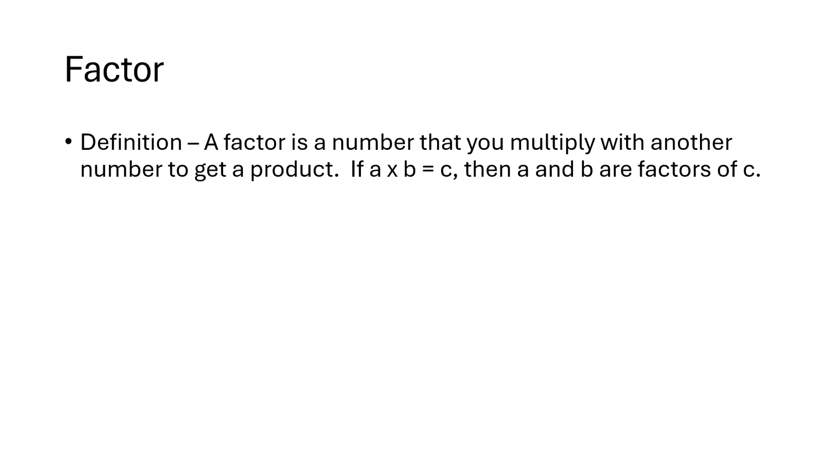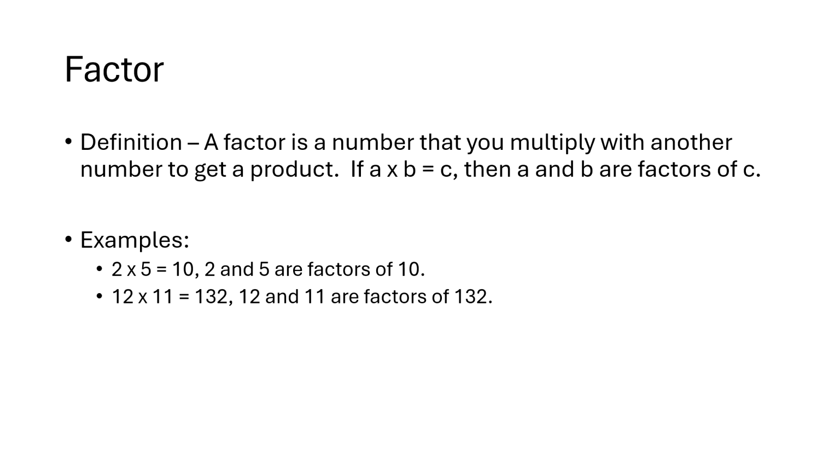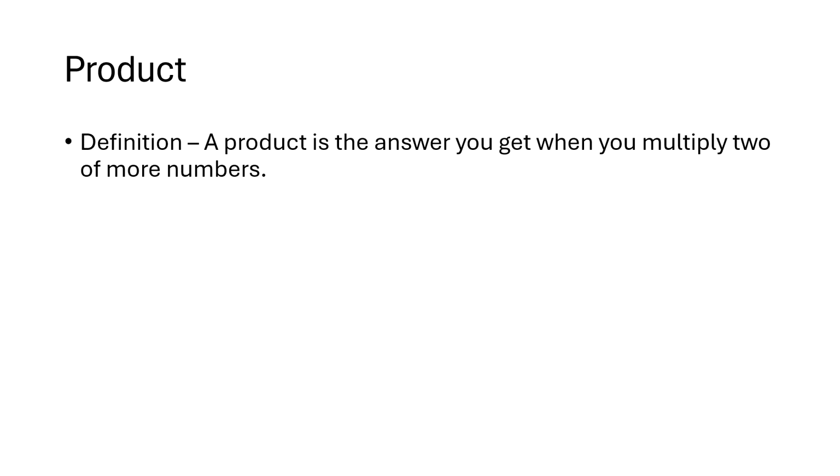Factor. The definition of a factor is a number that you multiply with another number to get a product. If a times b equals c, then a and b are factors of c. Examples: 2 times 5 equals 10, so 2 and 5 are factors of 10. 12 times 11 equals 132, so 12 and 11 are factors of 132. Product. A product is the answer you get when you multiply 2 or more numbers. The product of 5 and 4 is 20.